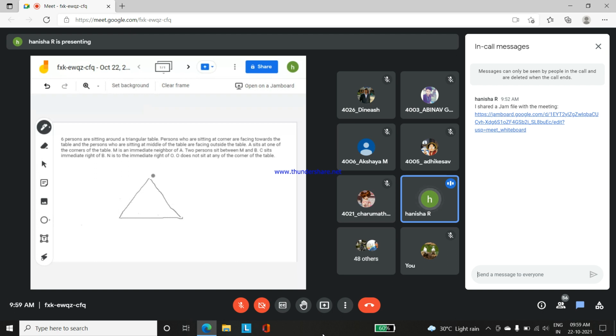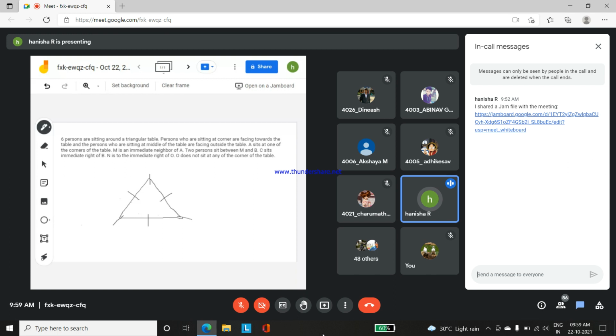As per the question, you have three sitting at the corners and three sitting at the middle of the sides. So I'm just drawing it. Three people will sit at the corners of the triangle, and three people are going to sit at the middle of the sides. This is what it is.